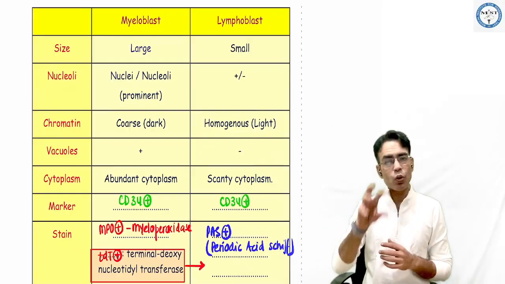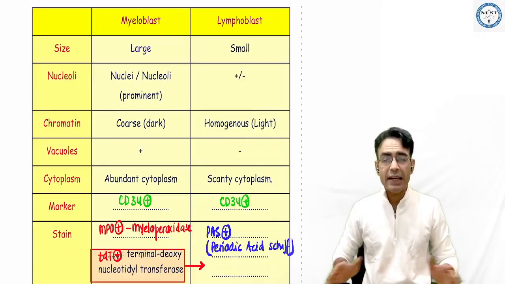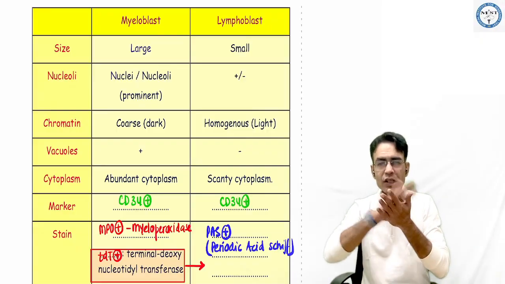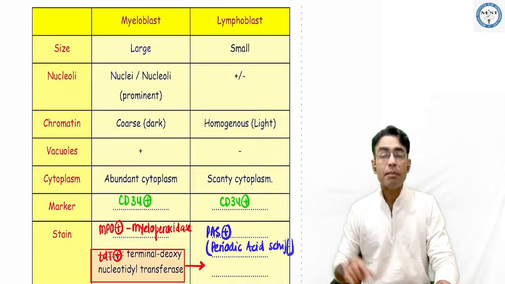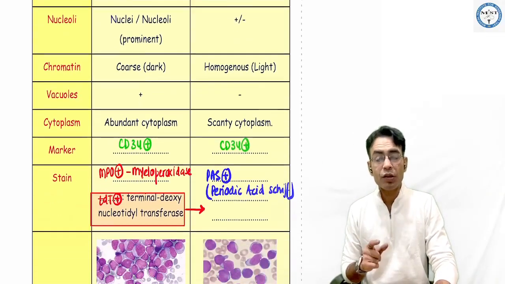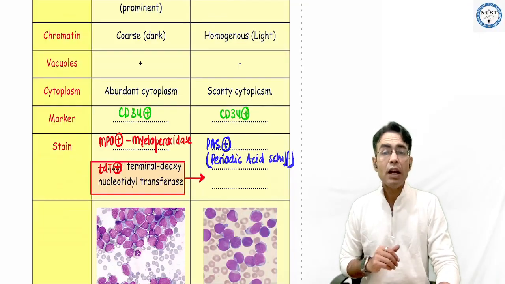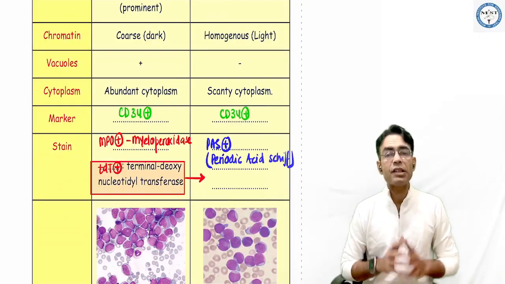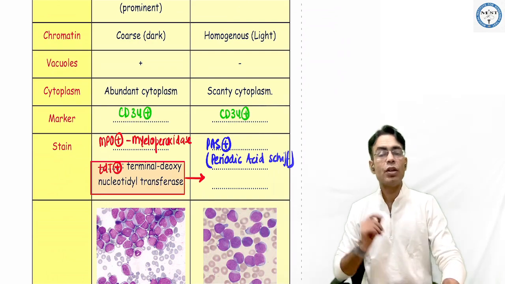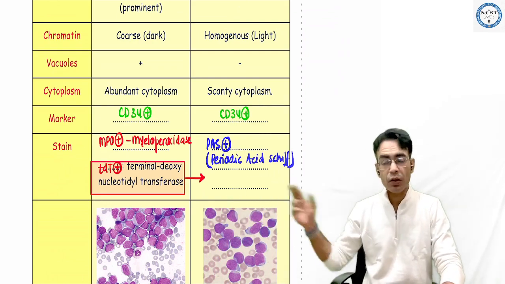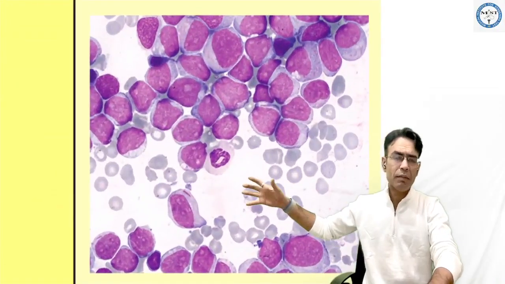Whereas a lymphoid blast is small, it has a nucleus, there is no nucleoli in this. Cytoplasm is very scanty, no vacuoles, very homogeneous kind of cytoplasm. It is a blast, so it is CD34 positive. But because it's a lymphoblast, it will be PAS positive, which is periodic acid Schiff stain, the most commonly used stain for a lymphoblast. But the more specific stain for a lymphoblast will be your TdT, terminal deoxynucleotidyl transferase. It is for this. Okay.